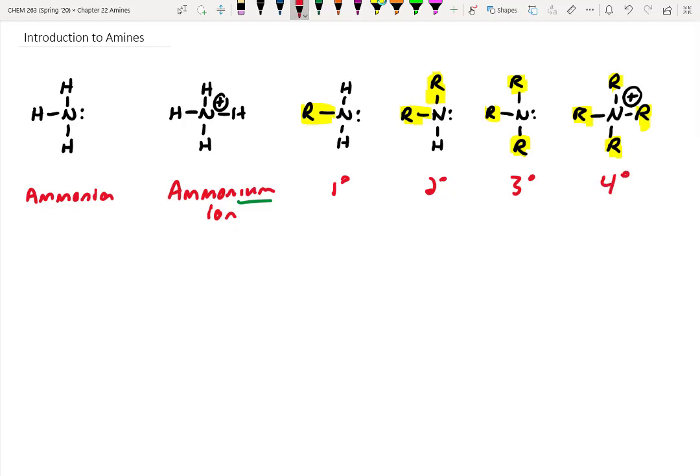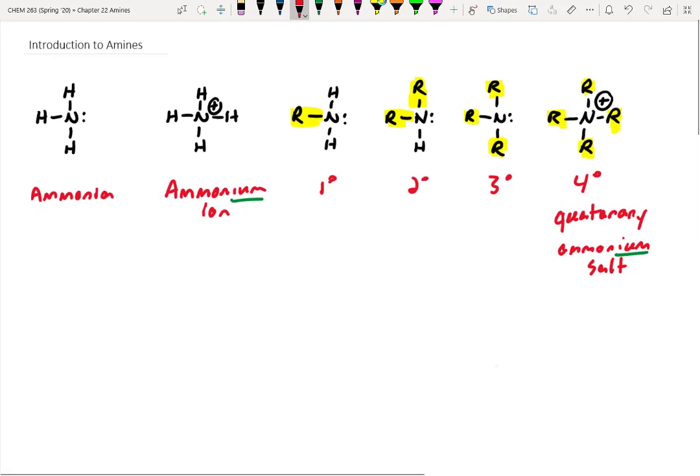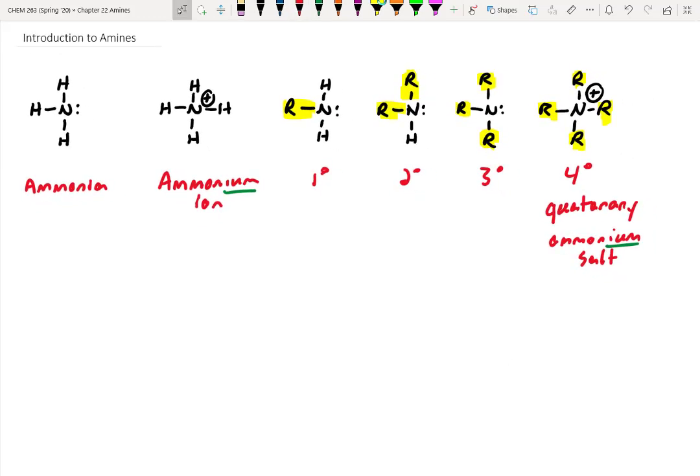The one thing to remember with quaternary amines is that they're charged, so what we call this is a quaternary ammonium salt. And again, like I said, because it has that IUM suffix, it implies that it's a charged species. And in this case, we can alkylate the nitrogen to get all the way to that charged species.